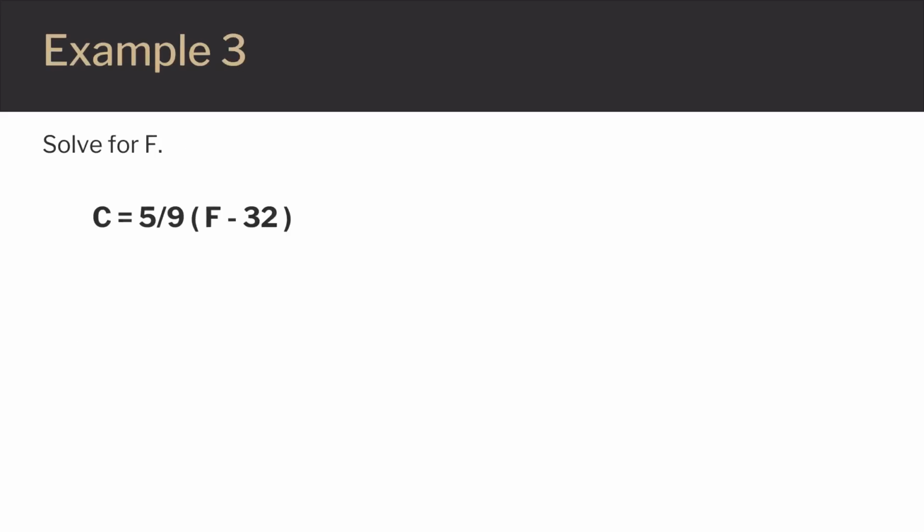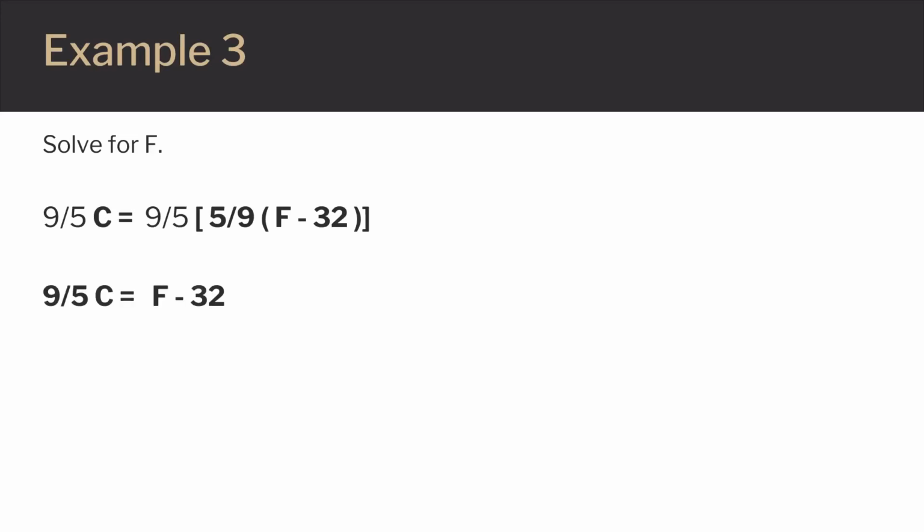Let's look at another example. Here we have C equals 5/9 times the quantity F minus 32. We want to solve for F, which means I want to get F by itself. The first step is to cancel the 5/9. We'll do this by multiplying by its reciprocal, which is the flipped form. Remember that what you do to one side, you must do to the other. So we multiply the right side by 9/5, and then we would do the same on the left side. The result of this step is 9/5 C equals F minus 32.